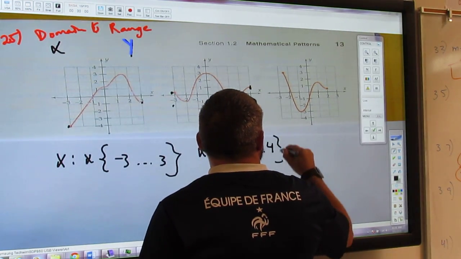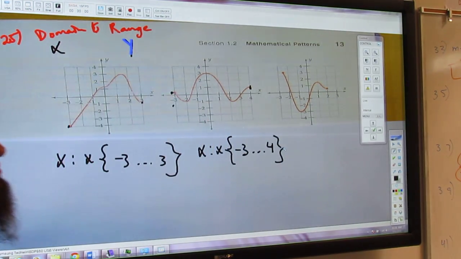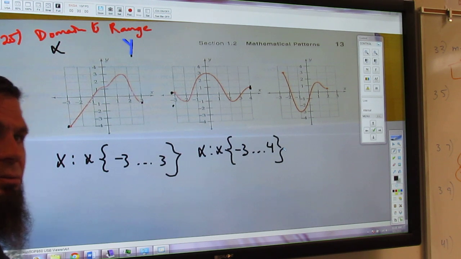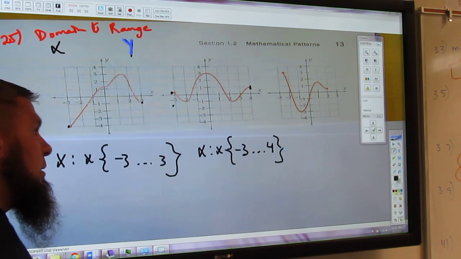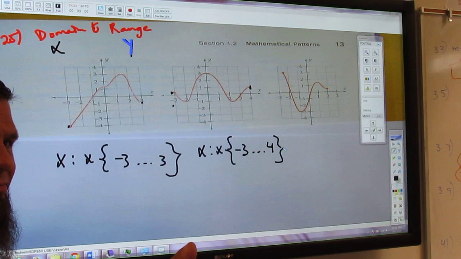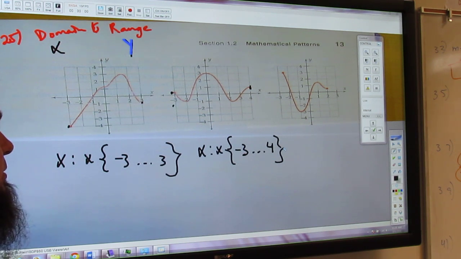And the reason why I want to do all of them is because it's really not that hard. And the more you see it, the easier it will become. Because I can tell that you guys are struggling with this. So we do domain, then range. It's just lowest to highest.